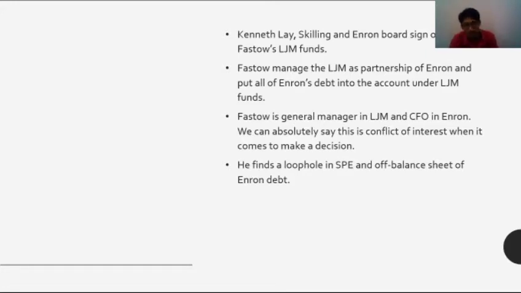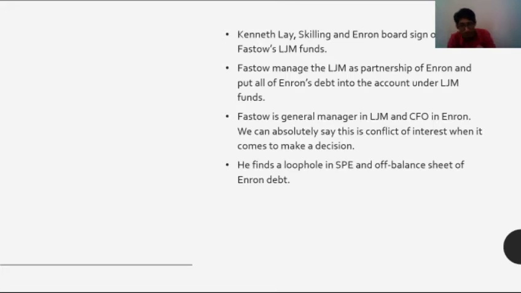So Fastow is general manager in LJM and CFO in Enron. So we absolutely can say that this is a conflict of interest when it comes to making decisions. What I mean is that Fastow has the two highest positions in different companies. In LJM he is acting as the general manager, and in Enron he is the CFO. So when there is a transaction between these two companies, he has the authority to allow all transactions to happen.